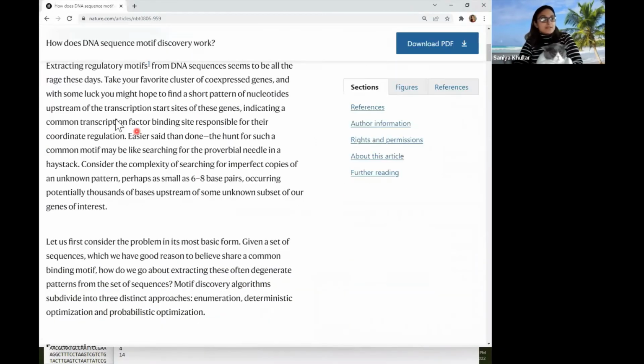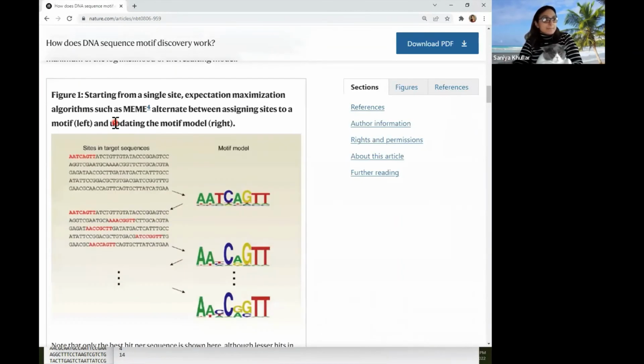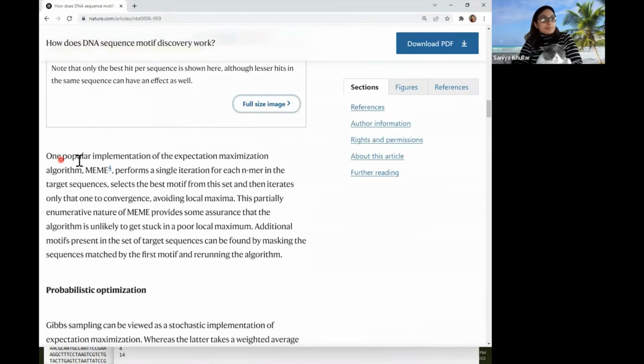In the article that I was talking about, they discuss how one popular implementation of expectation maximization, MEME, performs a single iteration for each n-mer in the target sequences, selects the best motif from this set, and then iterates only that one to convergence, avoiding local maxima. This partially enumerative nature of MEME provides some assurance that the algorithm is unlikely to get stuck in a poor local maximum. Additional motifs present in the set of target sequences can be found by masking the sequences matched by the first motif and rerunning the algorithm.